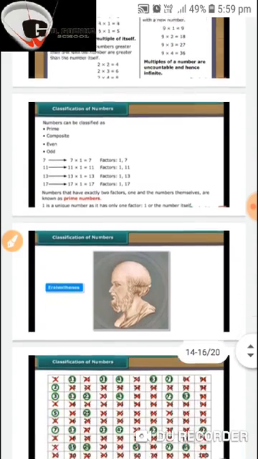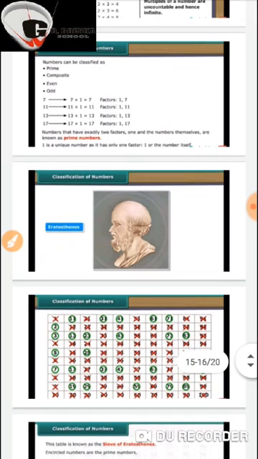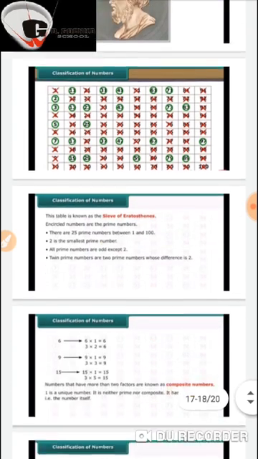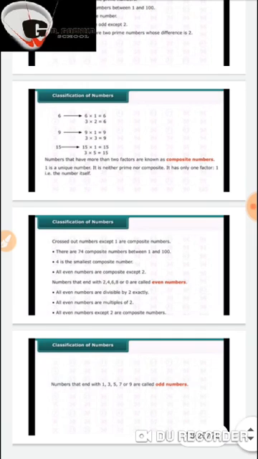Now let us look at the classification of numbers. Numbers can be classified as prime, composite, even or odd. Now, what are prime numbers, what are composite numbers, what are even numbers, and what are odd numbers? Let us look at even and odd numbers first. Students, even and odd numbers. Even numbers are those numbers that are divisible by 2, and odd numbers are those numbers that are not divisible by 2.